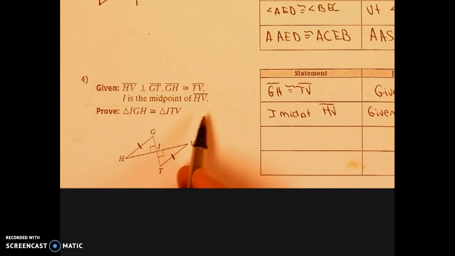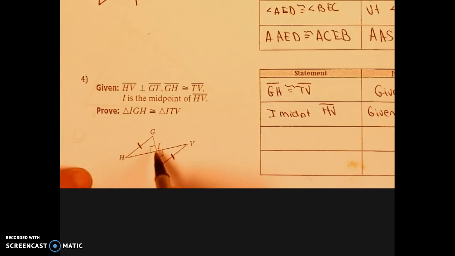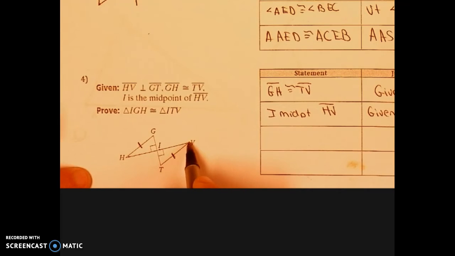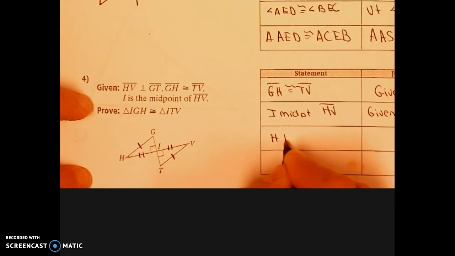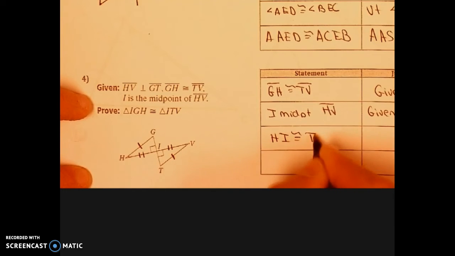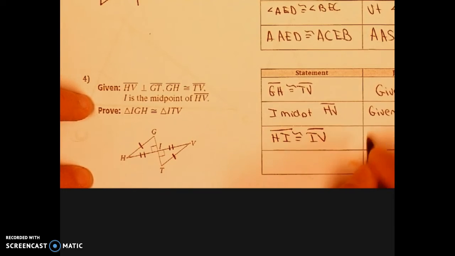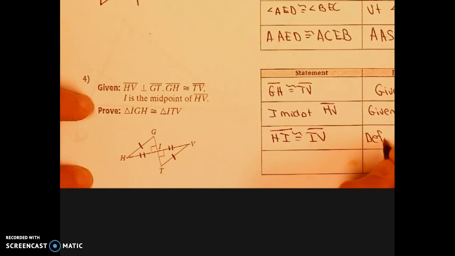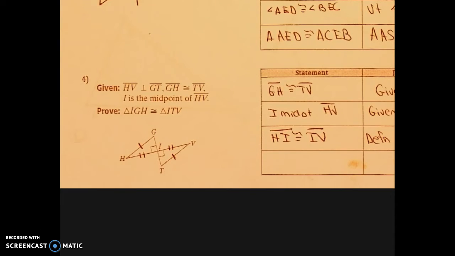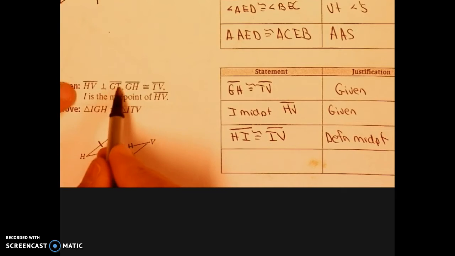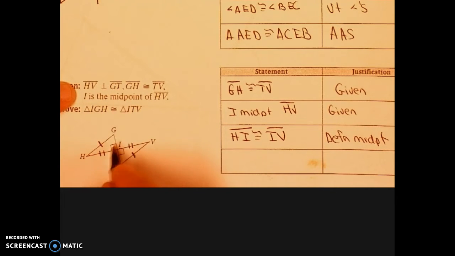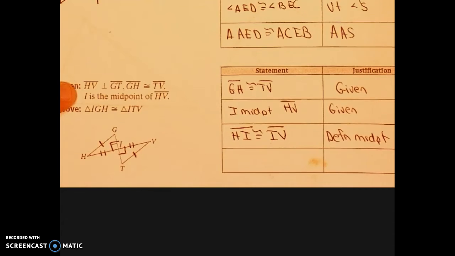That means somehow we have to use that information. I is the midpoint of HV. That lets me know that HI is congruent to IV. And that is the definition of a midpoint. Finally, I have this piece of given, which is perpendicular lines. That gives us the right angles.